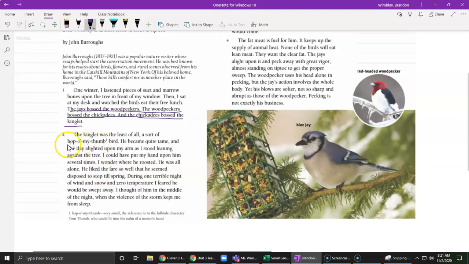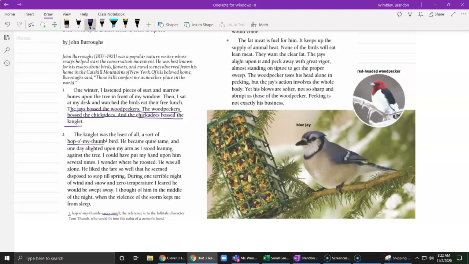So here I have this word, this hop-o'-my-thumb bird. I don't know what it means, but when I look down here, it's telling me that little one is its definition. So a hop-o'-my-thumb means it's very small. So this is a very small bird. The reference is the folktale character Tom Thumb, who could fit in the palm of a person's hand.